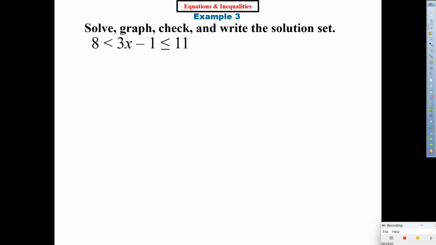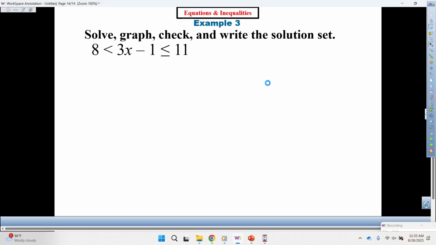Copy example number 3. Solve, graph, check, and write the solution set of 8 less than 3x minus 1 less than or equal to 11. All right, let's do that one together. Here we go. Line down the inequality symbol.